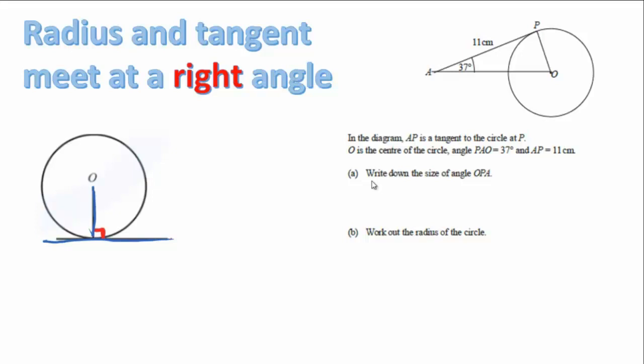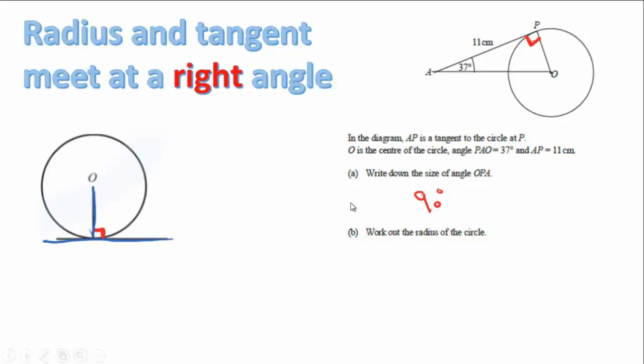Once you see a tangent and a radius in one question here, can you see them? They must make a right angle. So this angle here is 90 degrees. So the angle we need to find at question A, OPA, is equal to 90 degrees. Work out the radius of the circle.